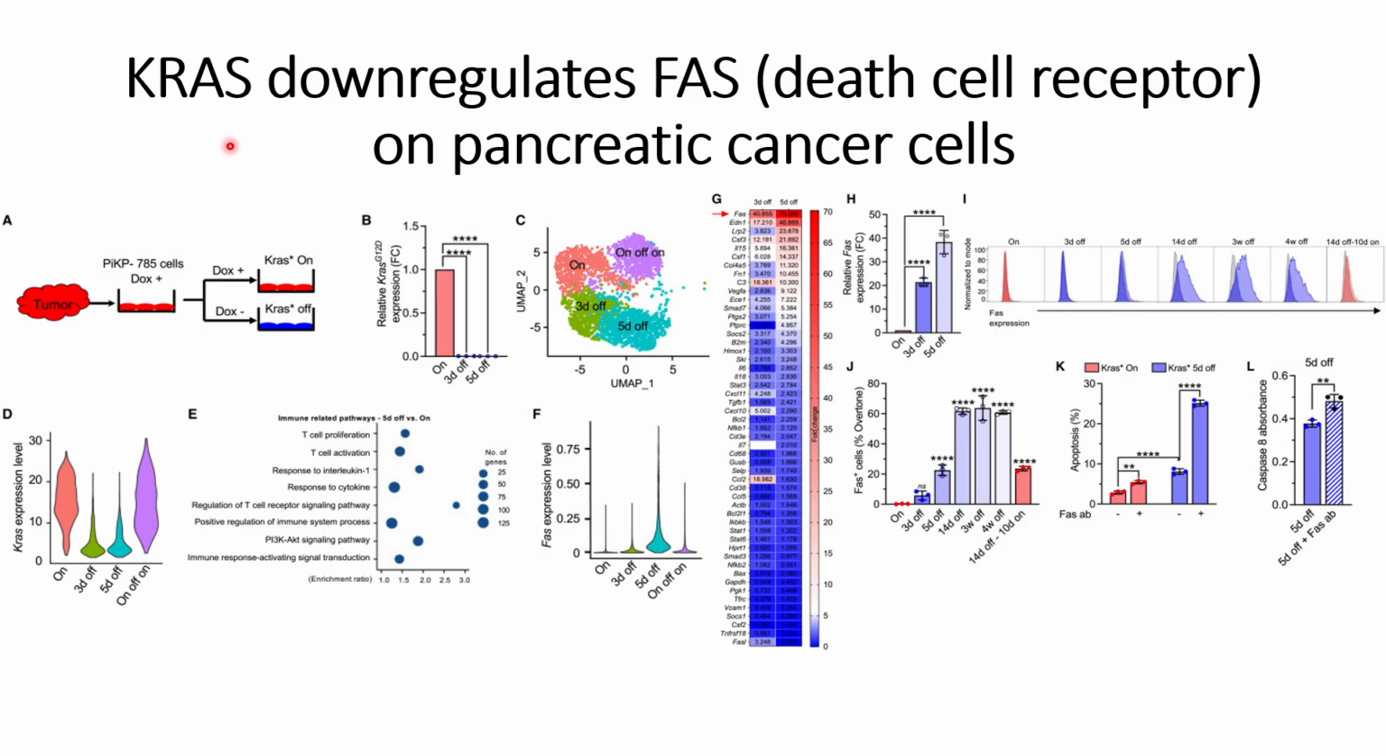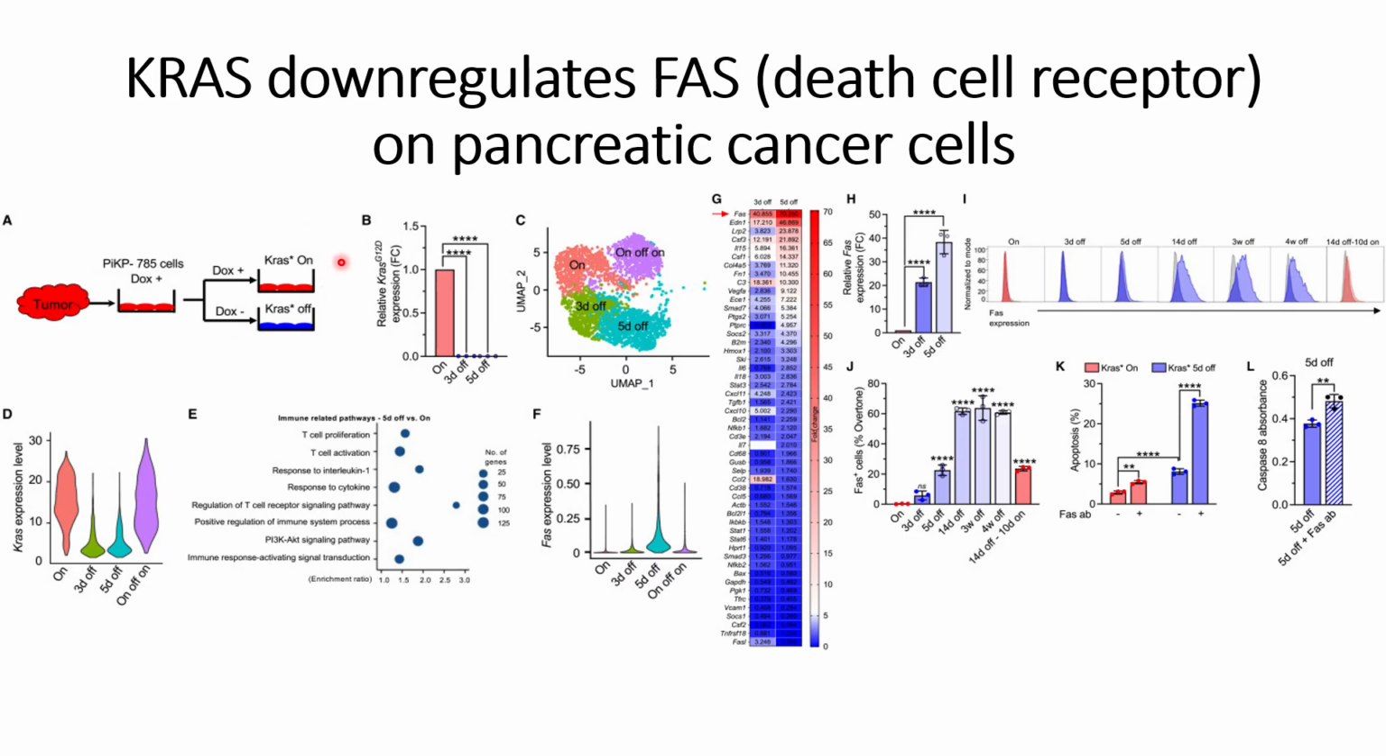In order to dig more into the mechanism, they developed a doxycycline-inducible PIKP 785 cell line. When doxycycline is introduced, the KRAS mutations are on, and when doxycycline is not introduced, the KRAS mutations are off. They also observed that when the KRAS mutations are off, the kinetics of these pancreatic cell lines is slightly slower compared to when KRAS mutations are on. These results are shown in the supplemental figures.